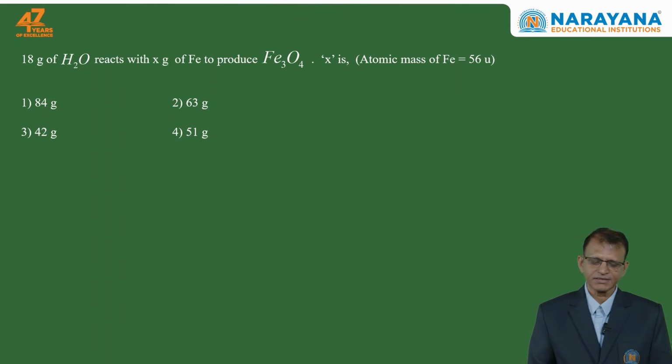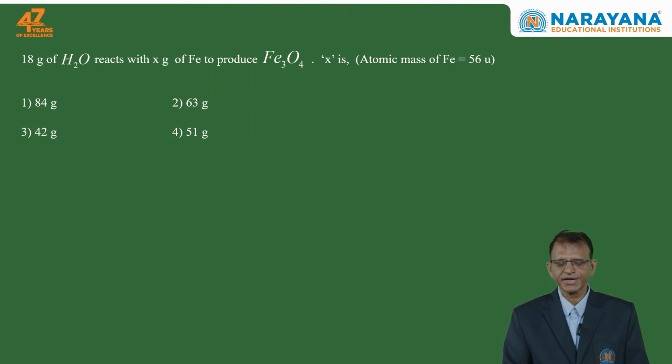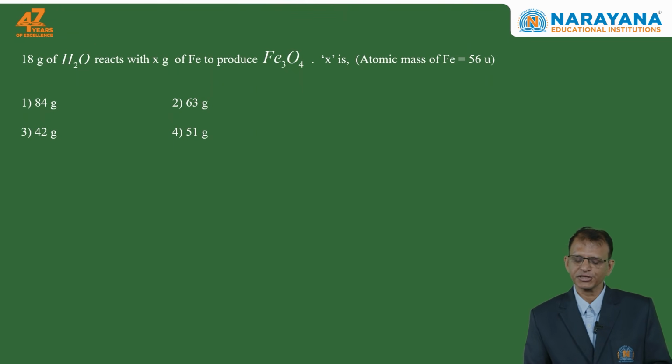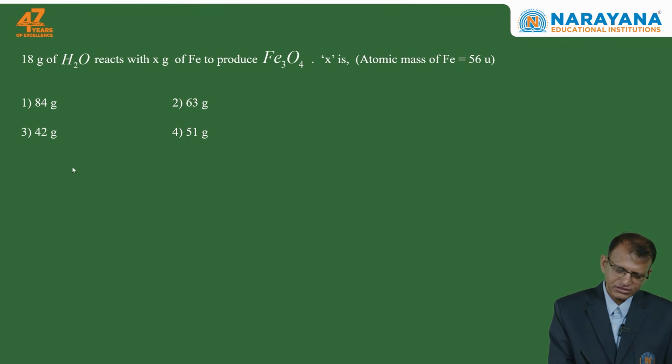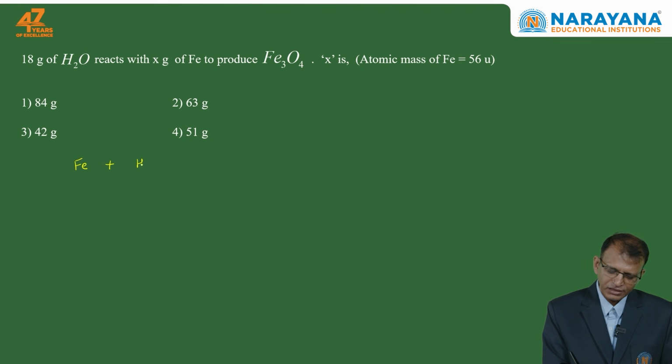From mole concept, 18 gram of H2O reacts with X gram of iron to produce Fe3O4. X is the atomic mass of iron is given, which is equal to 56 U. So first we write the reaction taking place. Fe reacts with water, so it will displace hydrogen gas.